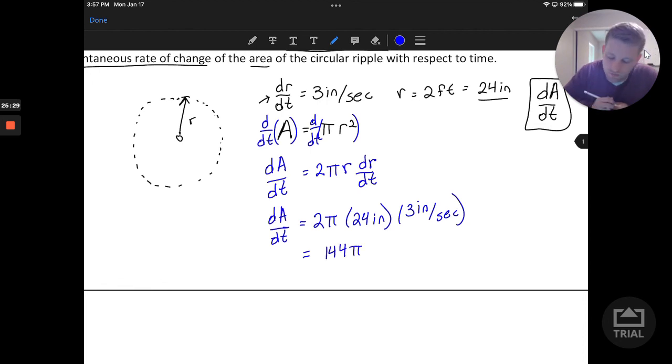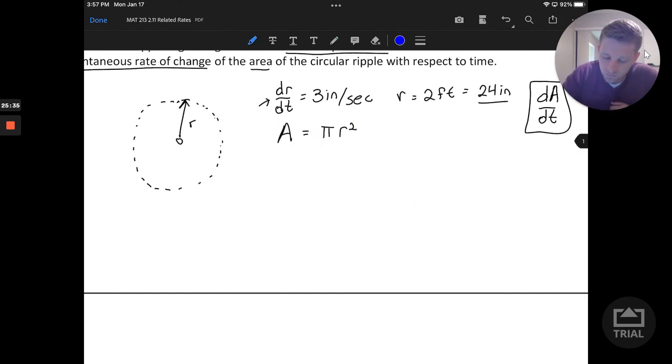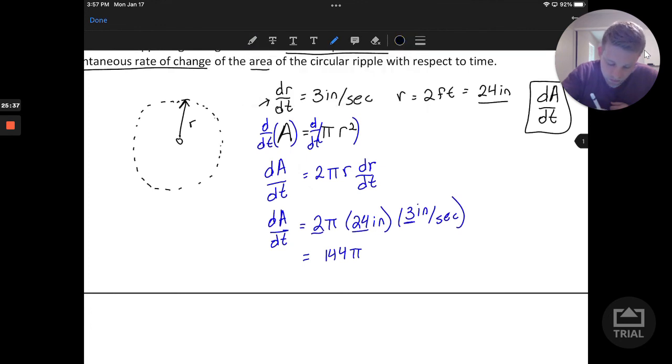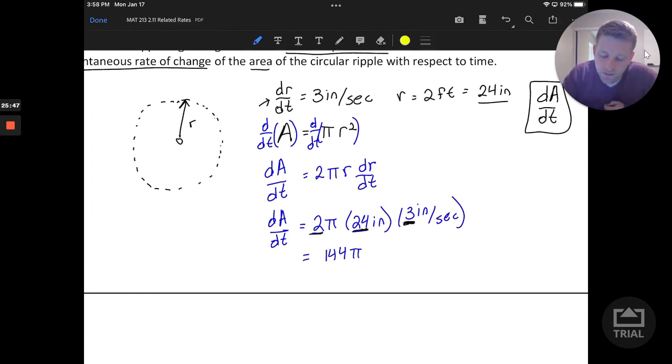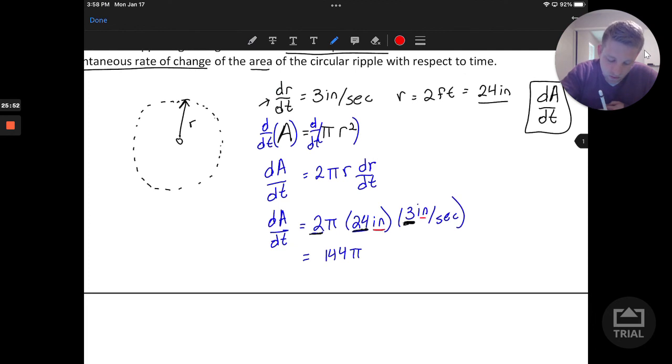If we keep this in terms of pi, we'll have 2 times 24 times 3. So 3, 24, and 2 give us 144 times pi. Don't forget that pi. And our units here, if we take a look, are going to be inches times inches, which is inches squared per second.